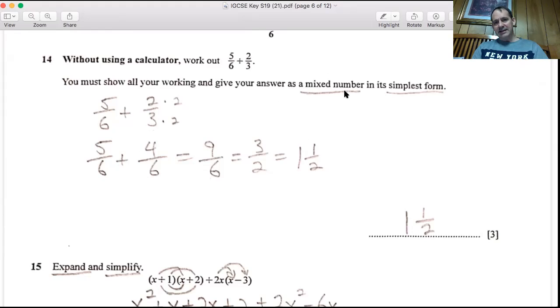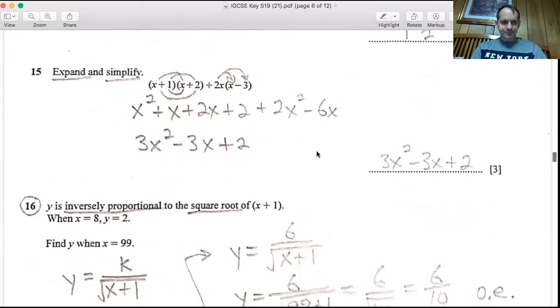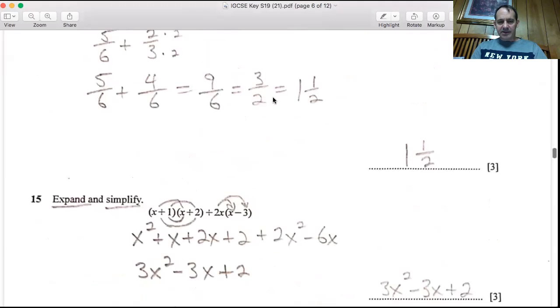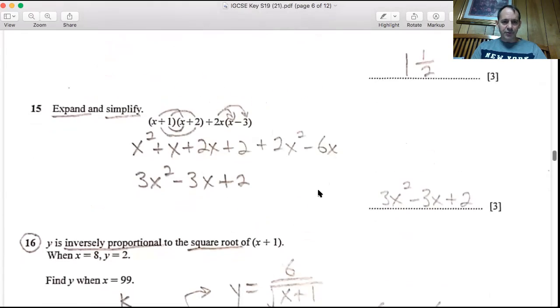Notice it says write it as a mixed number in simplest form. So 9/6 can reduce to 3/2, and then as a mixed number, 2 goes into 3 one time with 1 left over, so 1 and 1/2 is the mixed number. Actually, there's an ABC key on your calculator that can change improper fractions into mixed numbers for you.